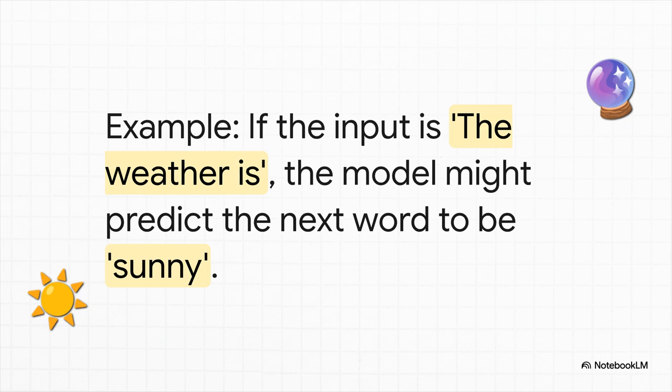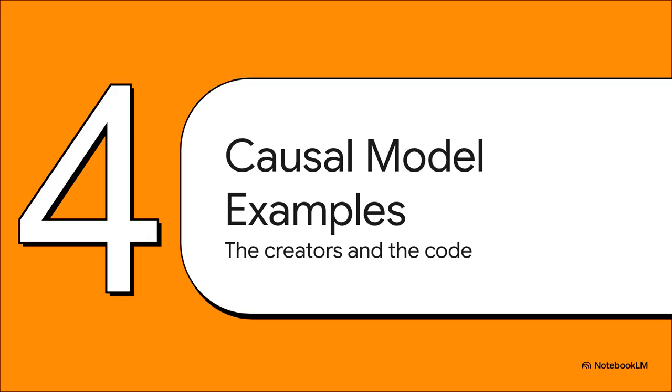Let's make this super simple. Imagine you type in, "the weather is." The model has seen that phrase millions, maybe billions of times in its training data. So it knows that words like sunny, cold, or rainy have a really high probability of coming next. It picks the most likely one, let's say sunny, and then it just does the whole process over again with the new, longer sentence.